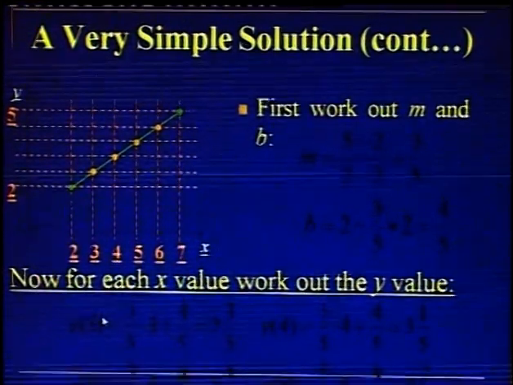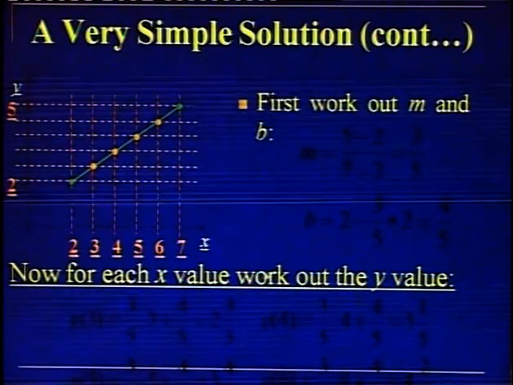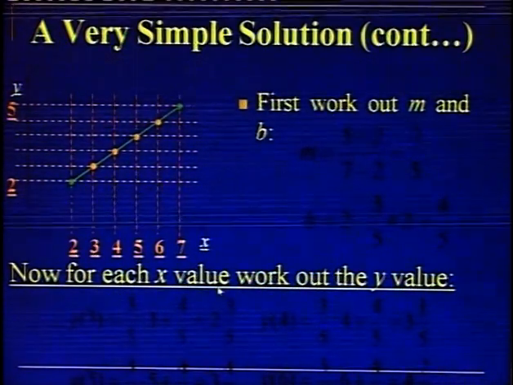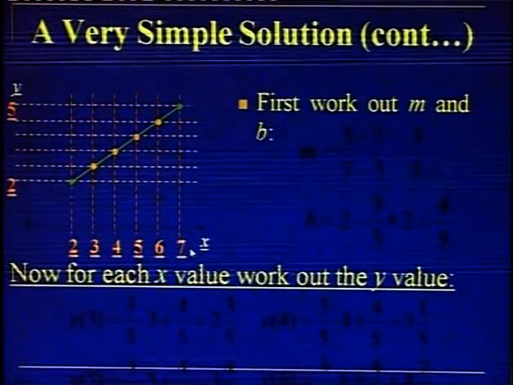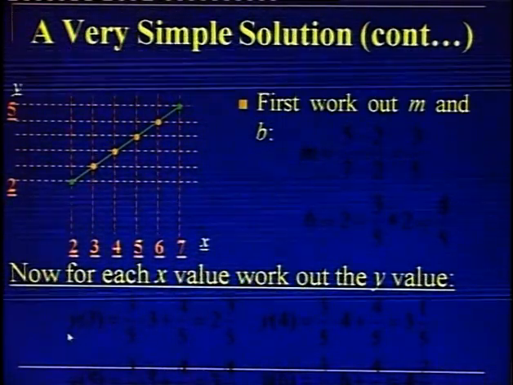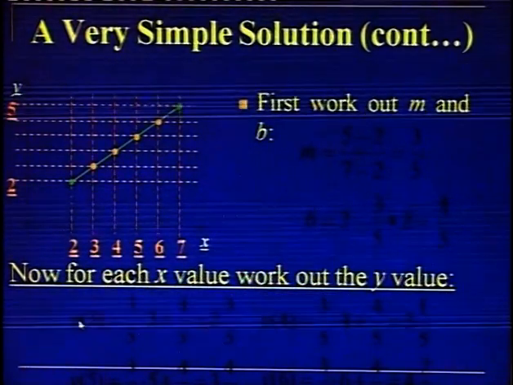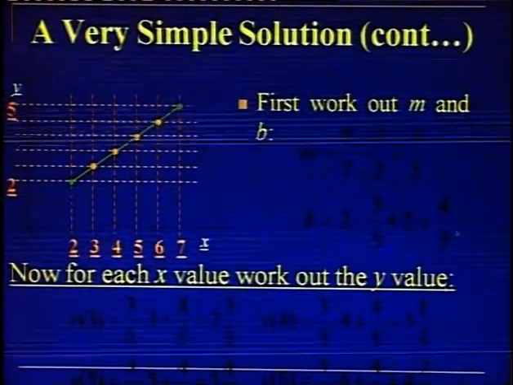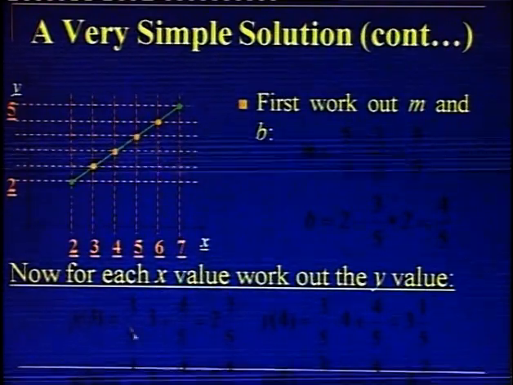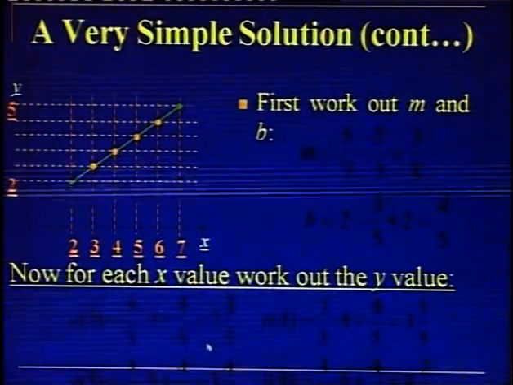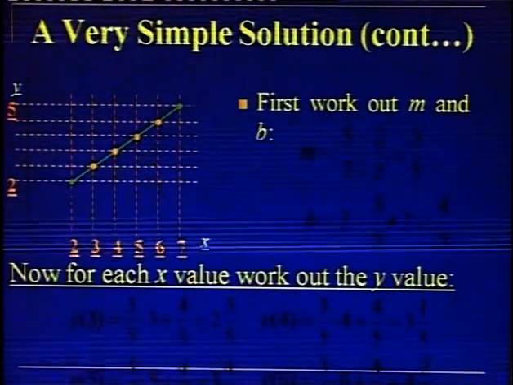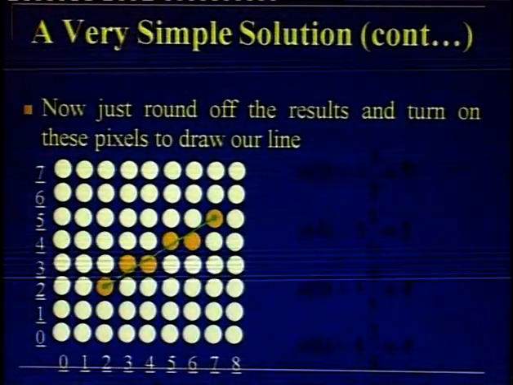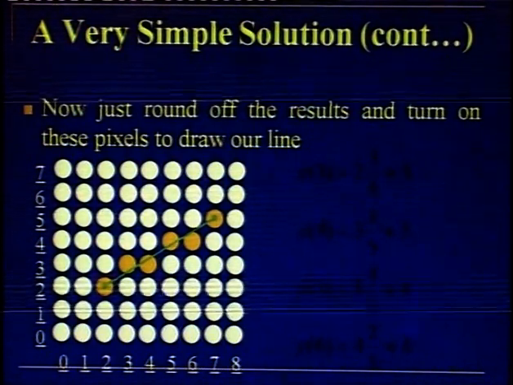Now for each x value, work out the y value, that is for 2, for 3, for 4, for 5, for 6 and for 7. We are to calculate the y values with the equation y equals mx plus b. The values of m and b I have already calculated. The values we can see there, 2, 1 by 5, 3, 4 by 5 and so on. These are the fractional values which we get with this simple solution.